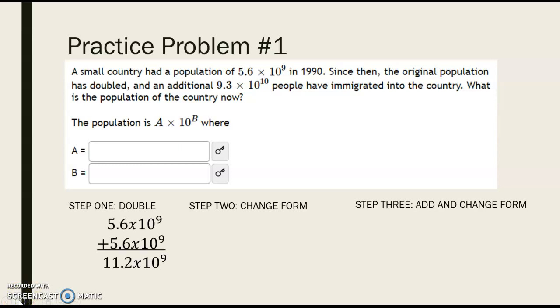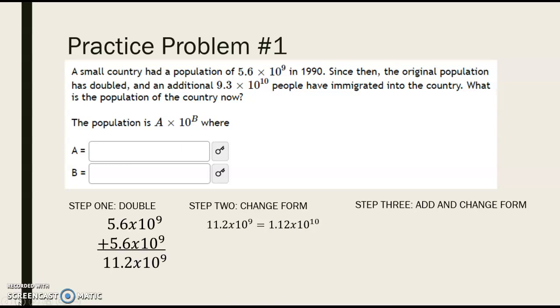We add it to itself because we're doubling. Notice when we add in scientific notation, or subtract really, we add the first 2 numbers. So 5.6 plus 5.6, and then we leave the same exponent that we started with, 10 to the 9th. The next step: scientific notation has to have the decimal place between the 1 and the 1 here, because we only want one value to the left of the decimal. So next, we're going to change the form.